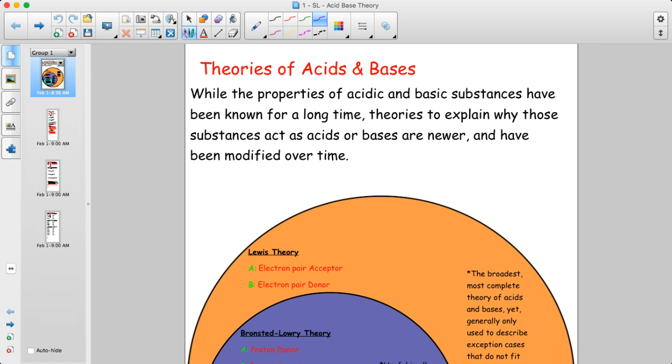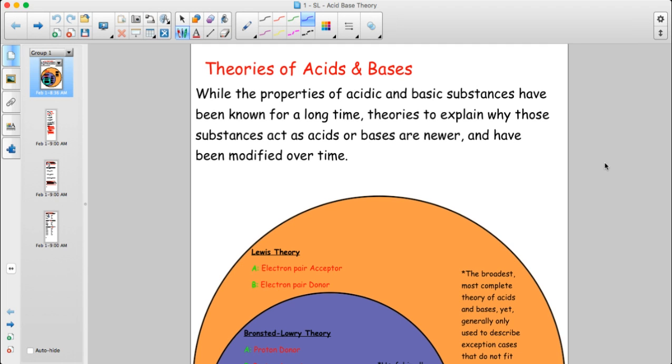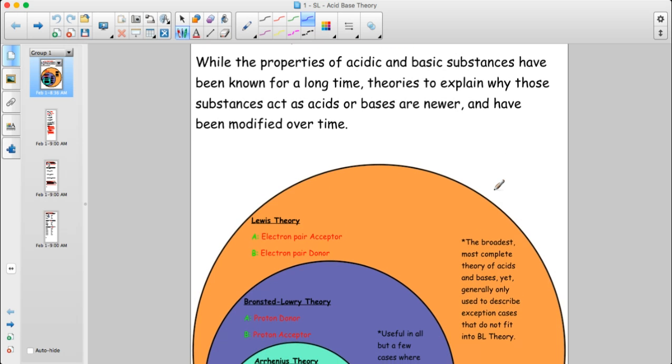Okay, this is an introduction to acid-base theory. The properties of substances that act as acids and bases have been known for a very long time. Thousands of years ago, they classified some substances as acidic and some as basic, based on their properties, such as acids tasting sour or bases tasting bitter. But actually explaining why a chemical acts as an acid or a base is newer.